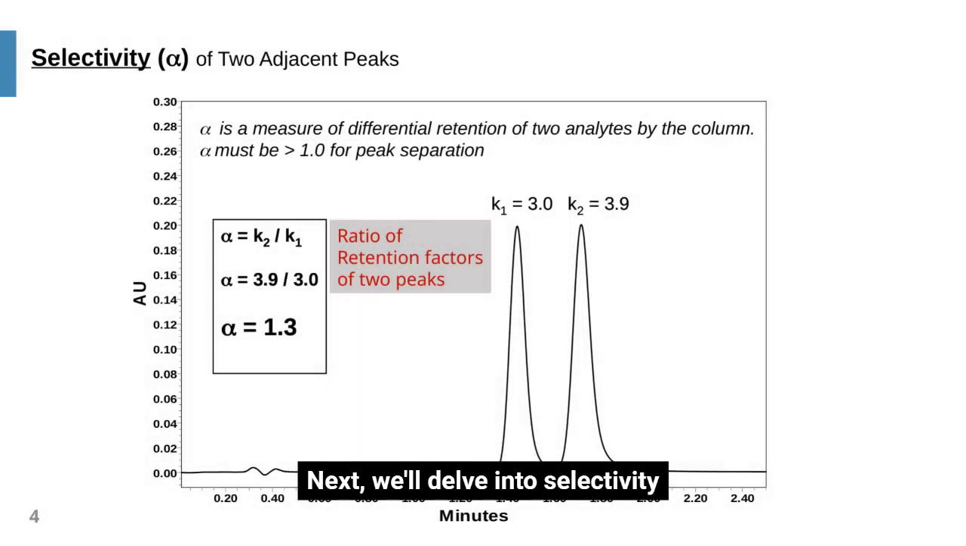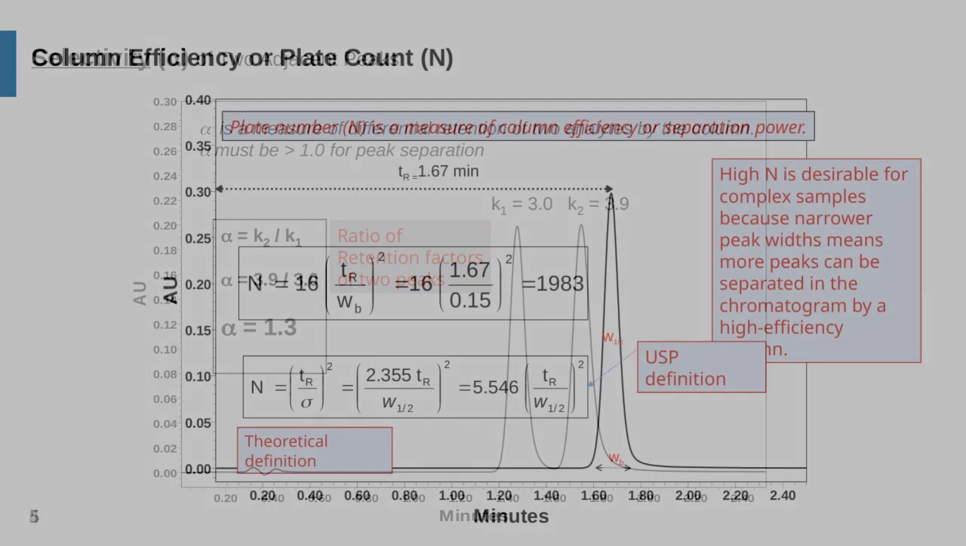Next we'll delve into selectivity, alpha, of 2 adjacent peaks. Alpha is calculated as K2/K1, and it represents the differential retention of 2 analytes by the column. For proper peak separation, alpha must be greater than 1.0. It is essentially the ratio of retention factors of 2 peaks.